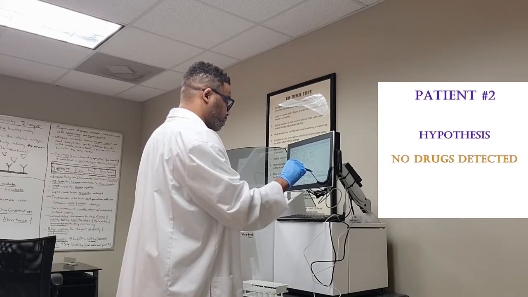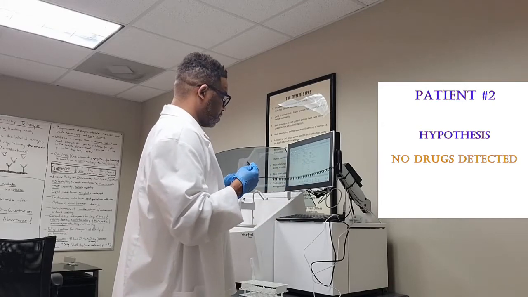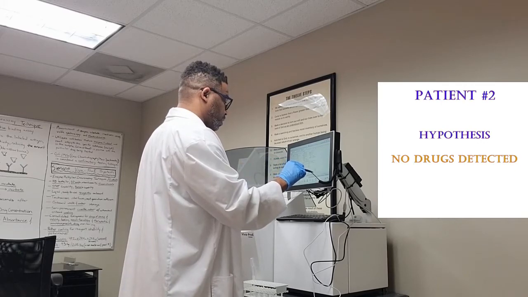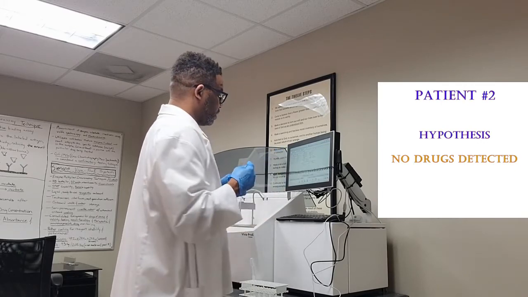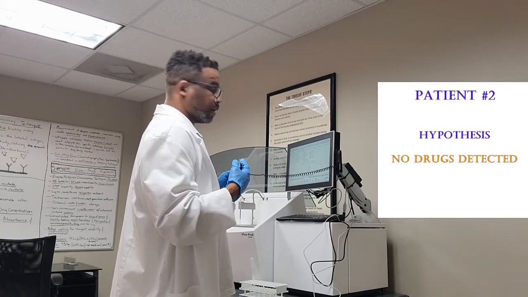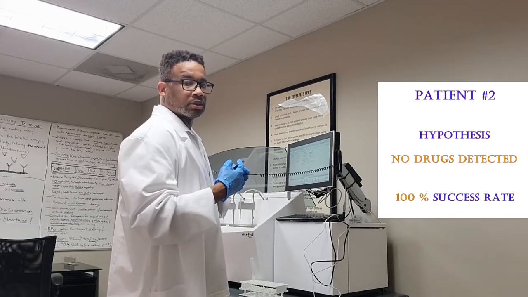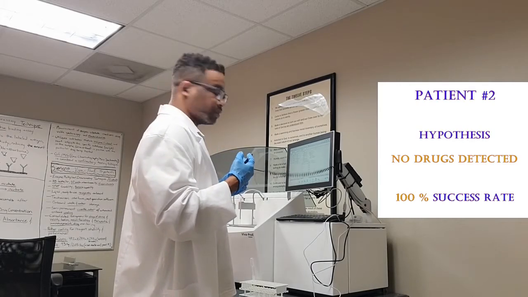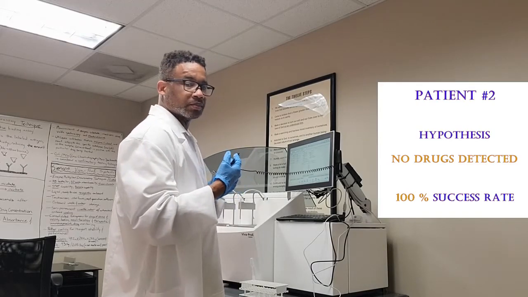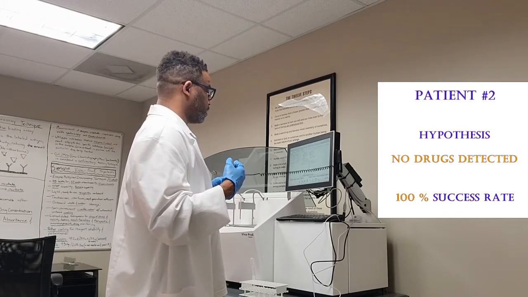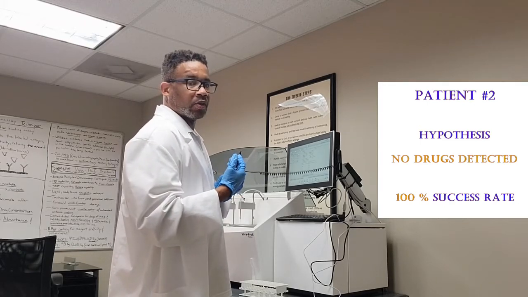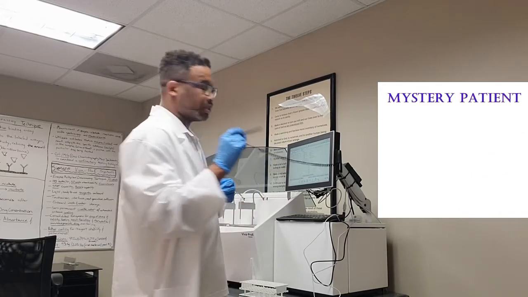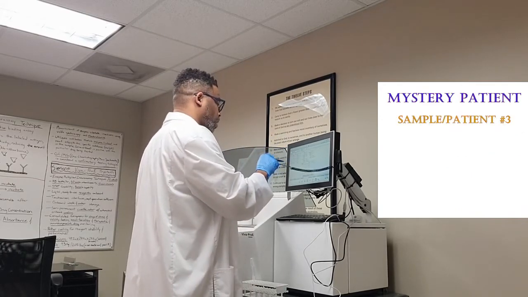Oxys aren't present. Creatinine is there at a healthy level, so the sample was uncompromised. Negative for fentanyl. So this experimental sample at the 100% success rate with our hypothesis, so it validates the machine and helps us to understand that clean samples rarely give false positives. So we have a mystery patient, which is our patient number 3.